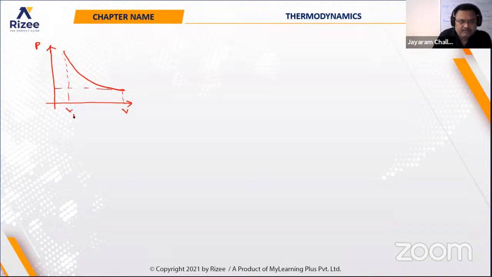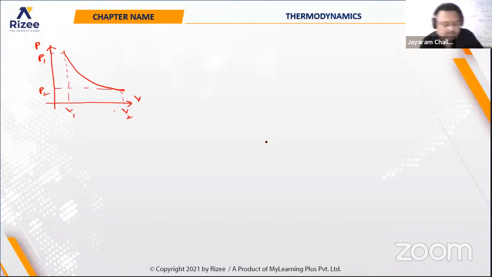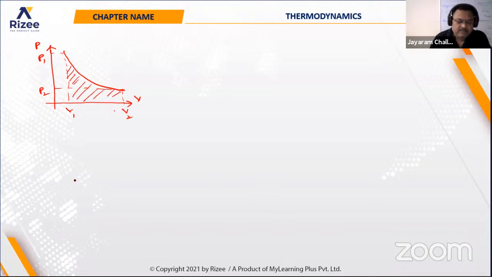Suppose this is the volume V1 at a pressure P1, and this is the volume V2 at a pressure P2. So this entire area, whatever is the area under the curve, will give you the work done. Area under the curve is equal to work.